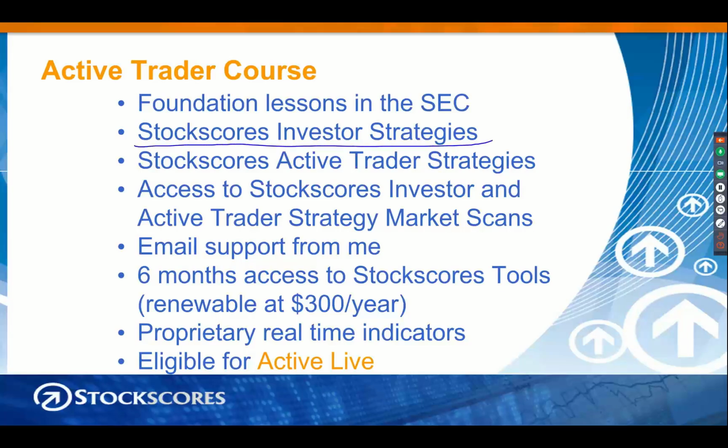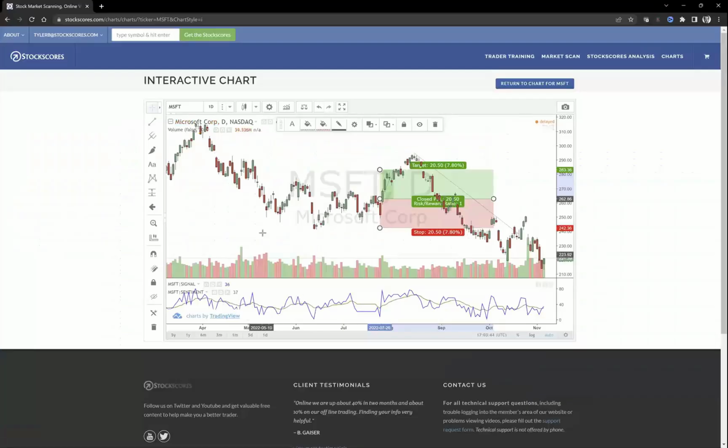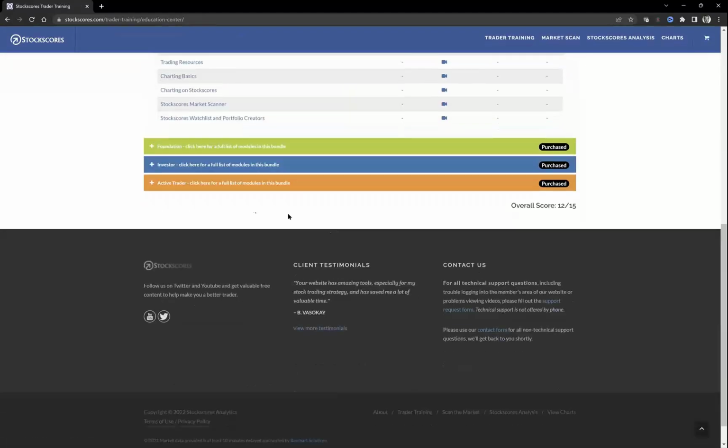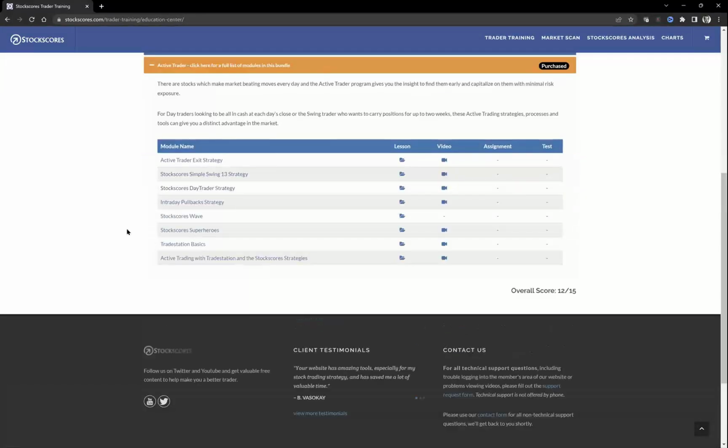So you can see that you get the investor, you get the foundation lessons, but you also get the active trader strategies. Active trader strategies are for people that want to day trade or swing trade. If you want to hold stocks for a few hours to up to maybe a couple of weeks, that's the active trader strategies. The active trader strategies are in the trader training area. You go to Education Center, go down to active trader, and they're all there, right? So that's where you learn them.